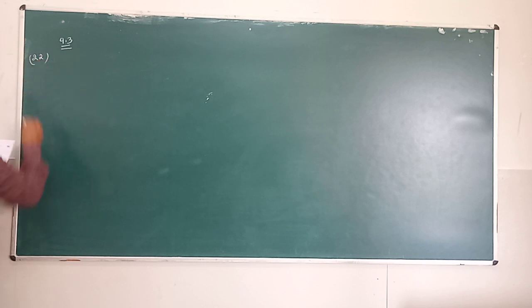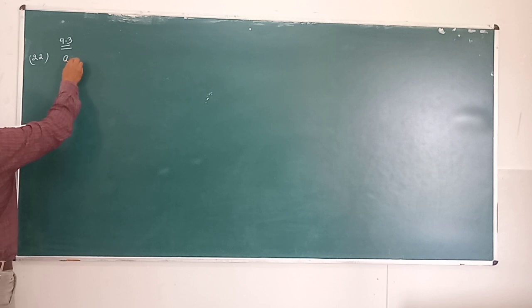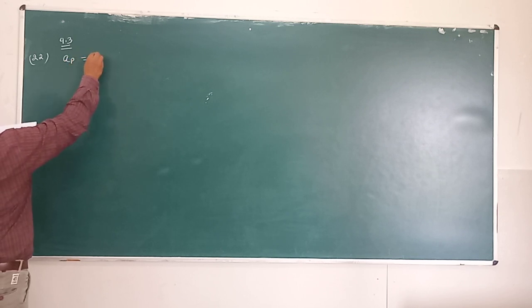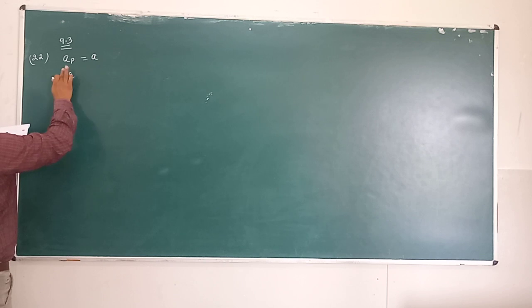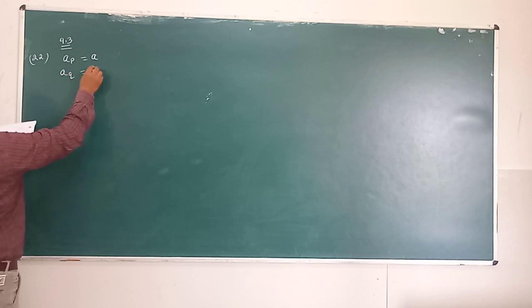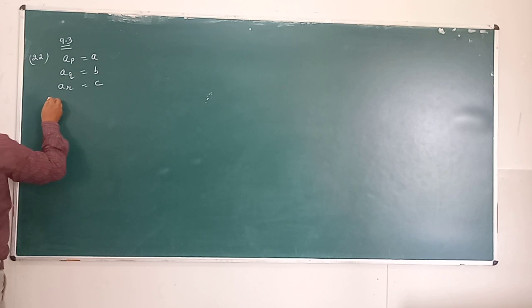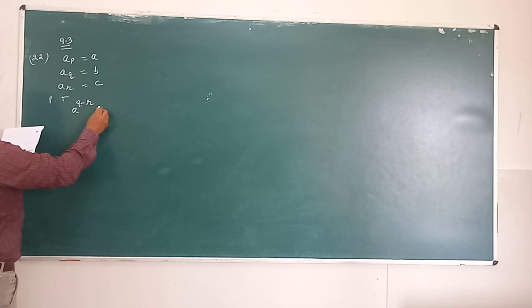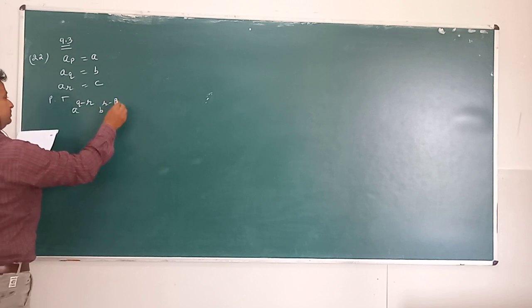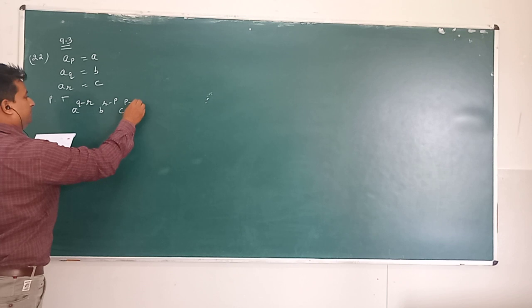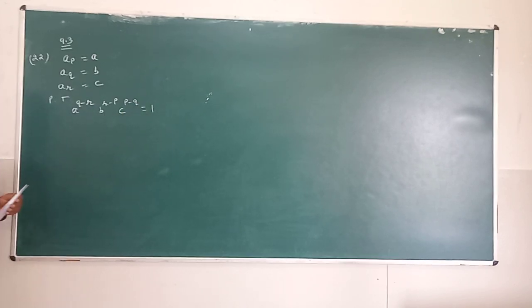So question number 22 is: if the pth, qth and rth terms of a GP are a, b and c respectively, we are required to prove that a^(q−r) · b^(r−p) · c^(p−q) = 1. This is what we should prove.